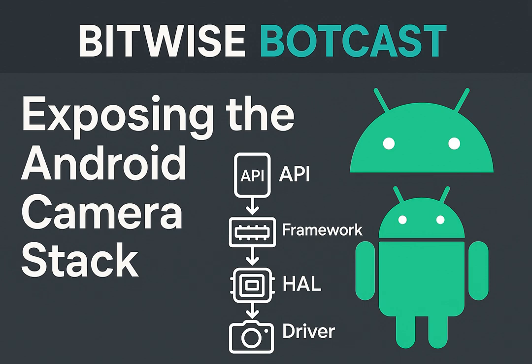Which is like the bridge to the actual hardware itself, the camera subsystem, that includes the camera device driver and the camera hardware. So the HAL is basically the translator between the Android system and the physical camera. Yeah, it takes those high-level requests and turns them into instructions the hardware can understand.